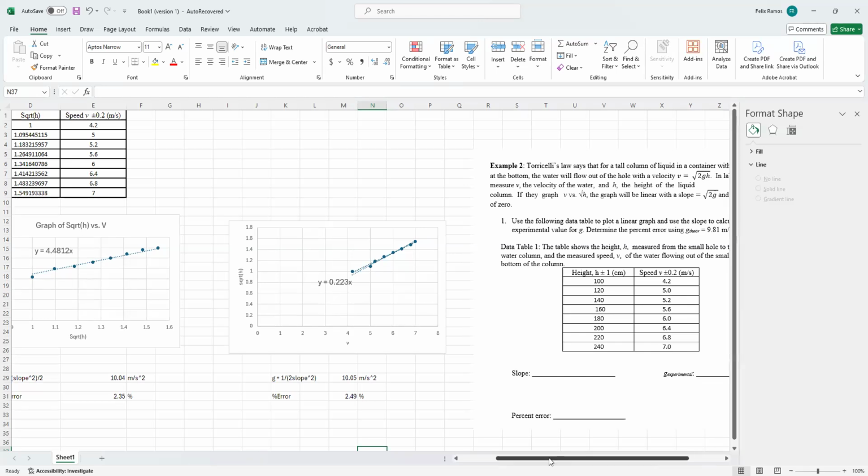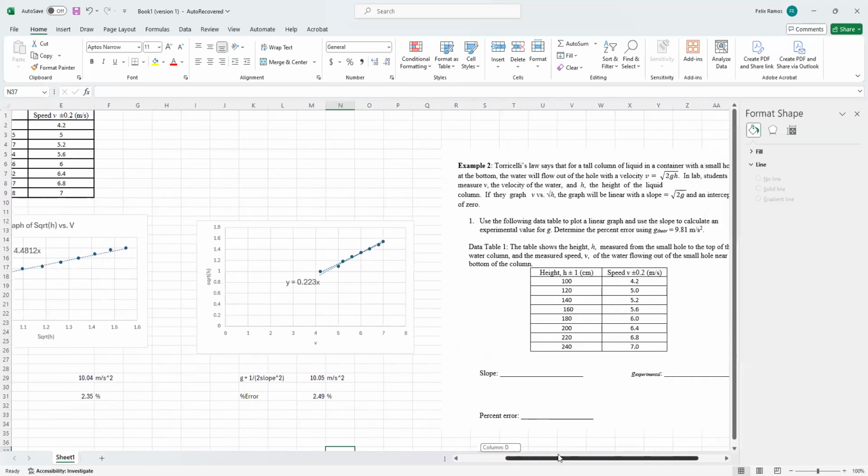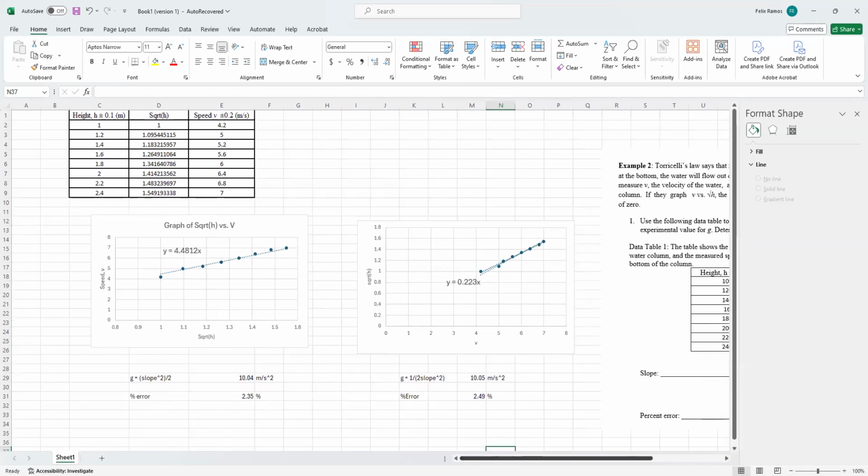So I hope this video helped you understand, first, what the linearization is, how to work with the graph, how to process all this, right? So thank you for your attention, and hopefully this is going to help you in future lab activities.